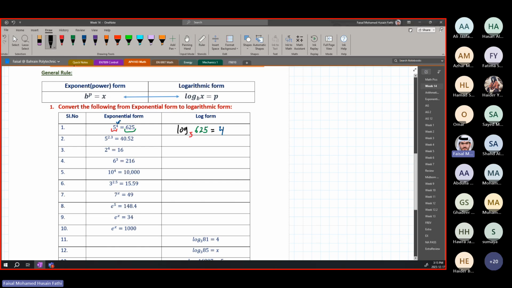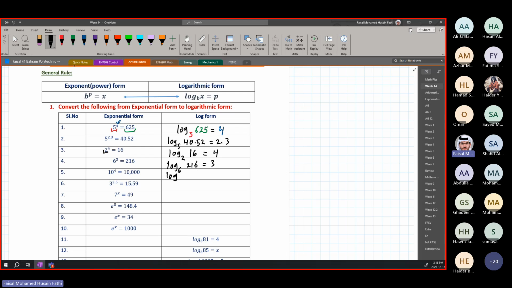If we do the same thing for the rest, we'll go through this very quickly. Same idea: log of base 5 of the solution is equal to 3. And that's it. Same thing for the next one: log of base 2 of 16 is equal to 4. Log of base 6 of 216 is equal to 3.